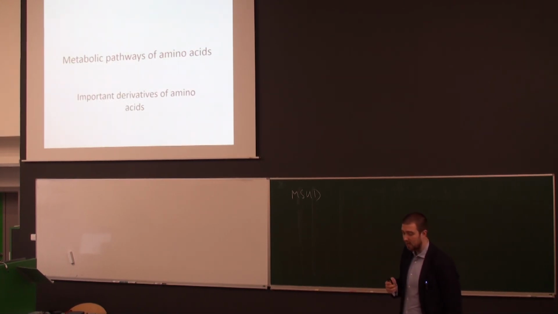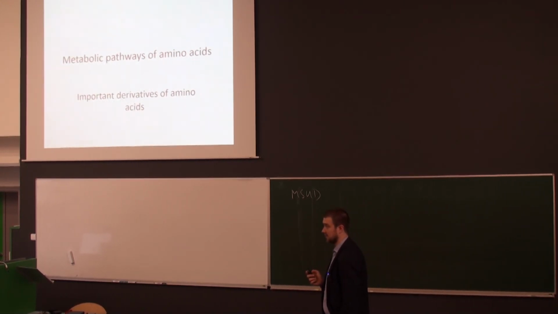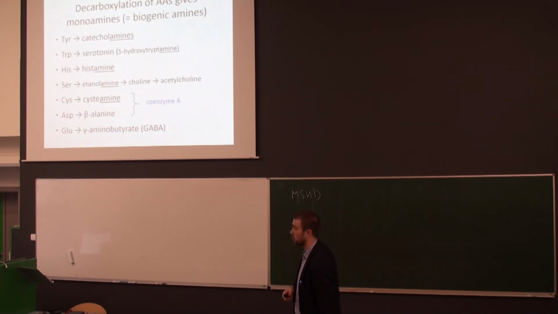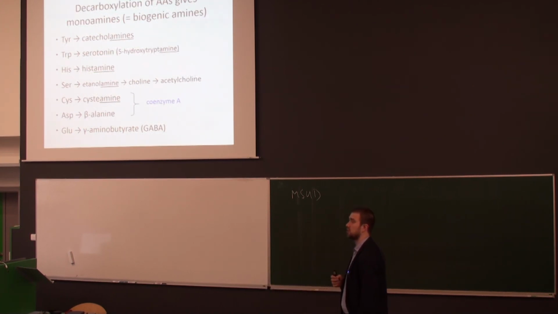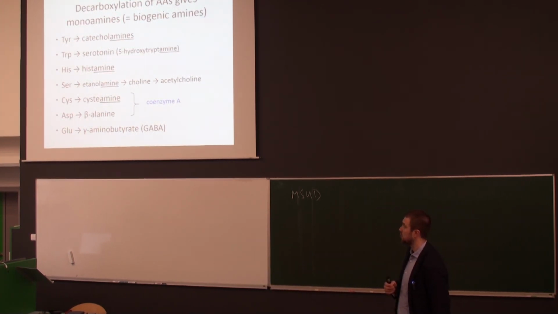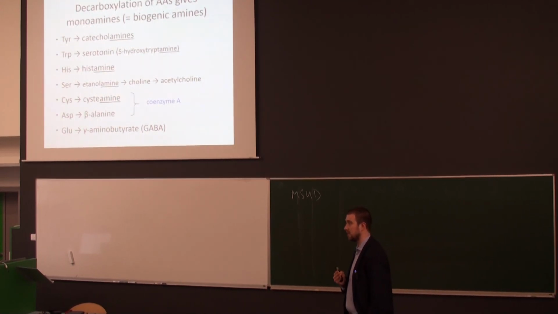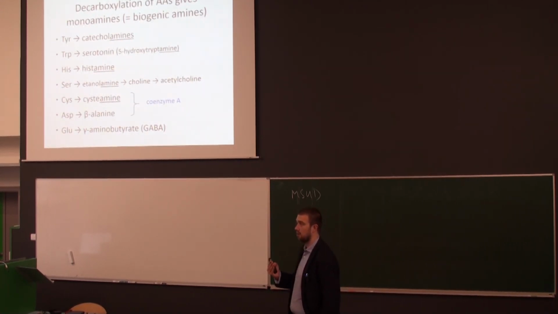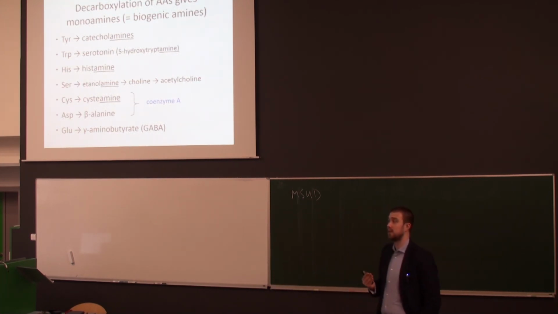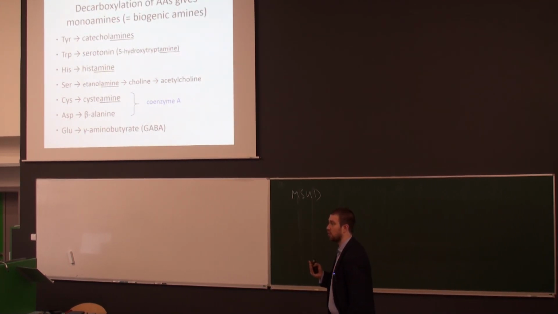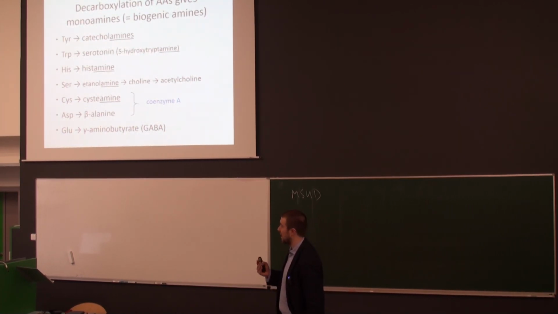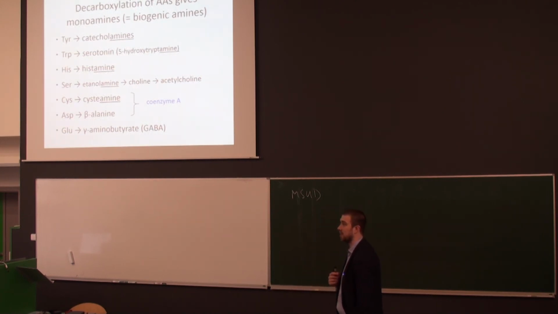What we will do now are the derivatives of the amino acids. First, we start with the derivatives coming from the decarboxylation of amino acids. As you know, if you decarboxylate an amino acid, you keep the amino group, and you form molecules that we call biogenic amines. These biogenic amines play a very important role in the whole body metabolism. And as you will see, they are especially important for the function of our central nervous system.